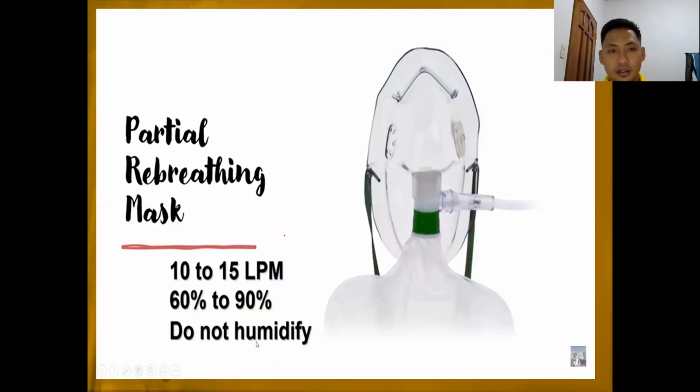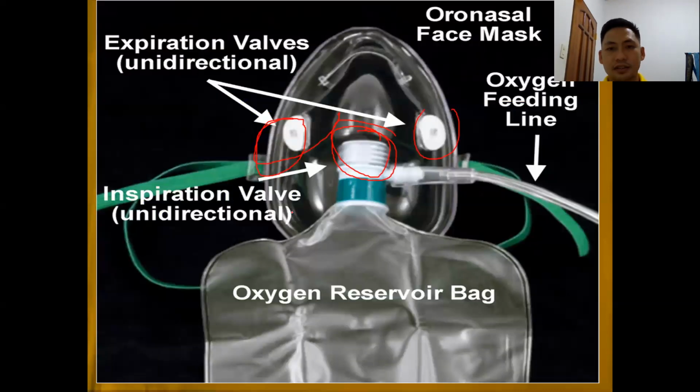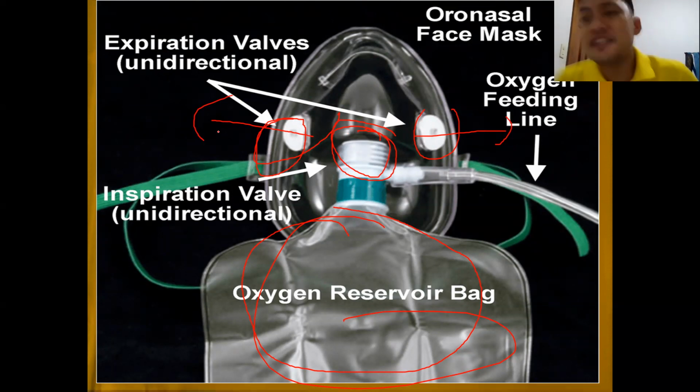So this is a partial rebreathing mask. Okay, this is a non-rebreathing mask, and this is the reservoir bag. What is unique about the non-rebreathing mask is that when you inhale, you will get all the oxygen from the reservoir bag, and when you exhale, the exhaled air goes out through these flaps, and it prevents atmospheric air from entering your oxygen device.